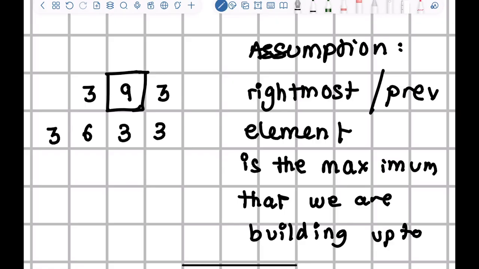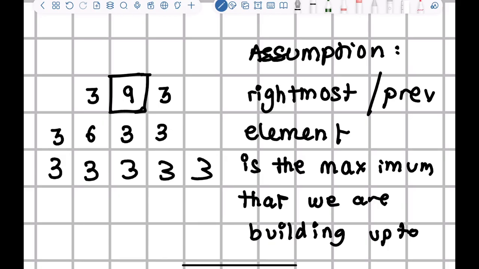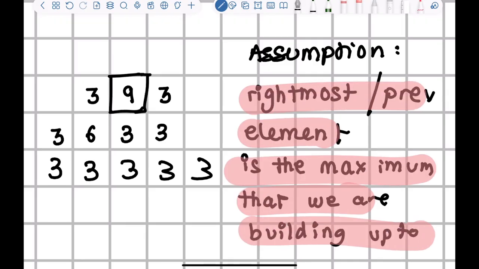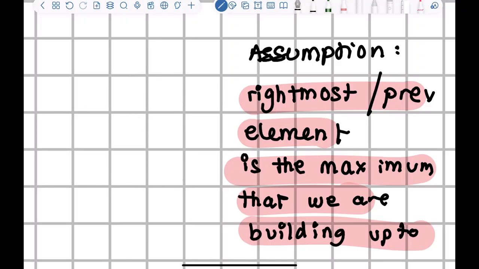So here I broke this down into 6 and 3. Now I have to break 6 down in such a way that we have the sum of the two numbers as 6. Again, the previous element, that is 3 here, is the maximum that we are building up to. So inside this array, we are building up to 3. That means again we will break this down into 3 and 3. So 3, 3, 3 and 3 is our answer. This is the main crux; this is our main assumption that we are working with.